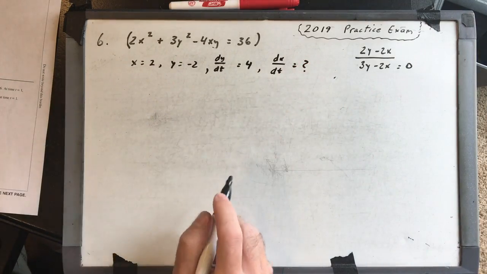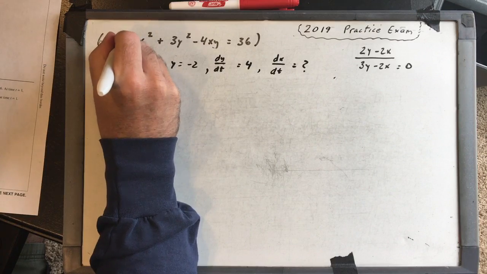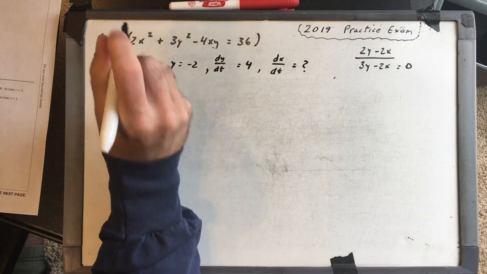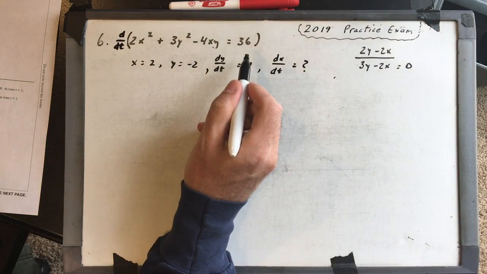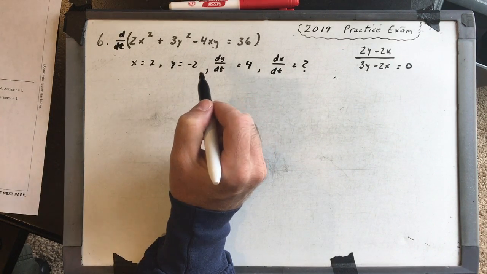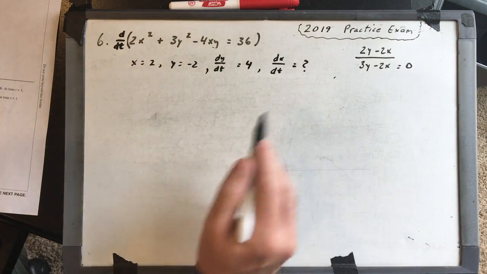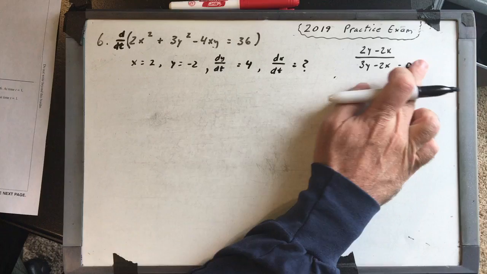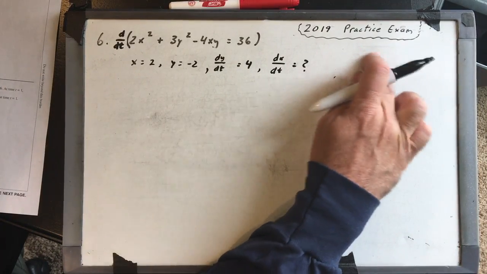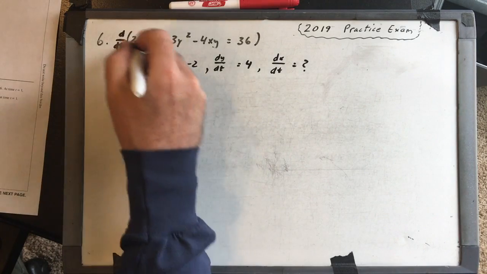Well, in order to get dx dt, we have to take the derivative of this with respect to t. So this is kind of a related rates type problem without having to do all the word problem of it. We're just going to take the derivative and plug the numbers in. Okay, and so we're not going to need this anymore. Okay, so let's take that derivative.